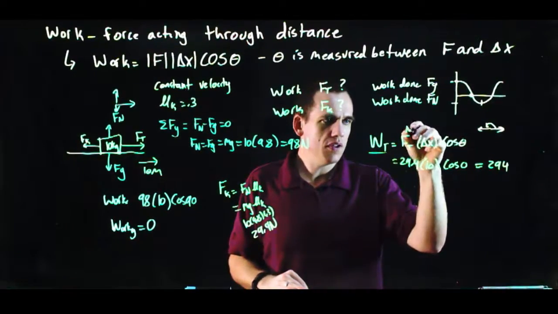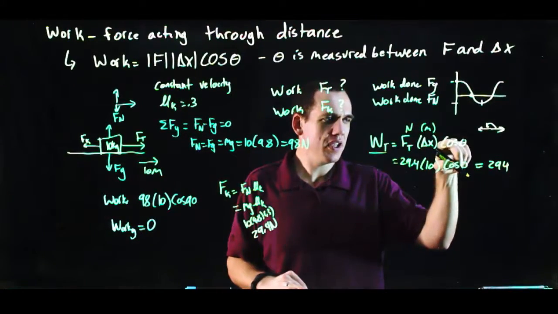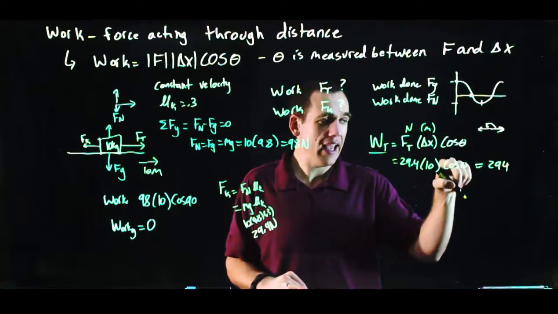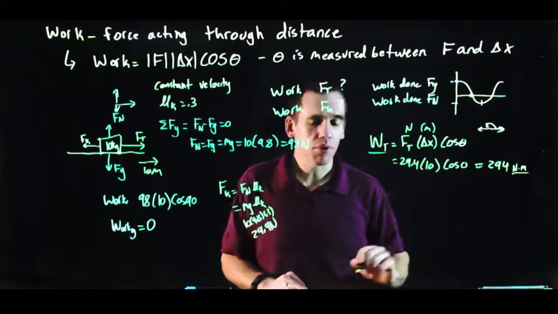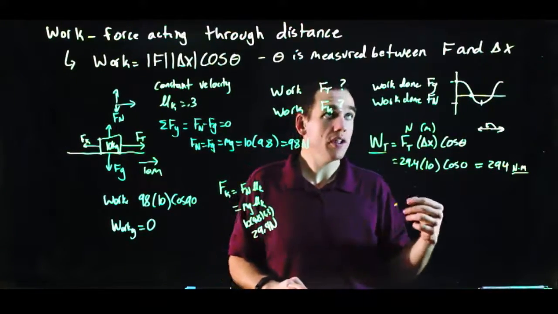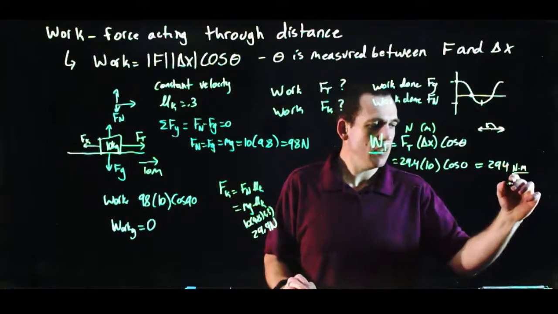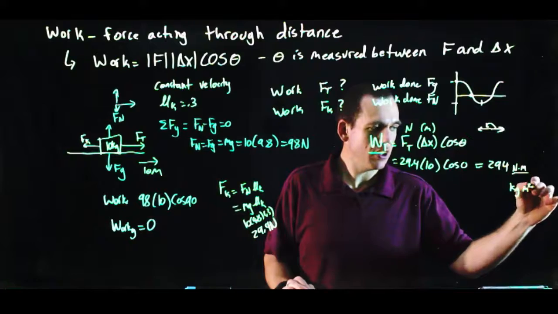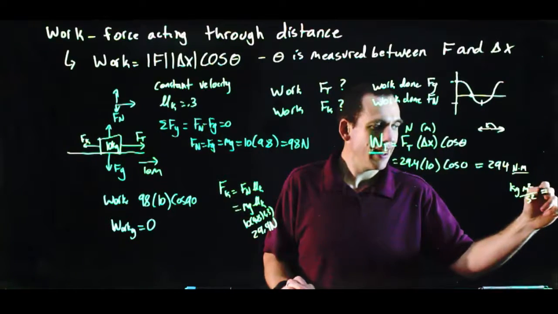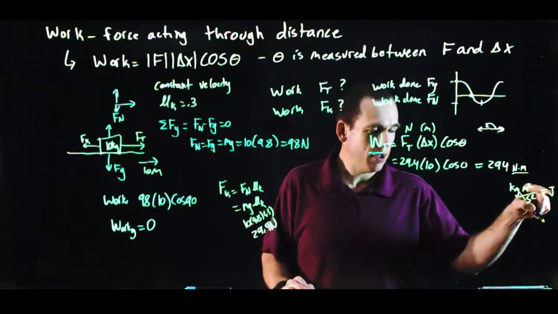So this is 294. 294 what? Well, we took newtons times meters times the cosine of an angle. That's just a number, it doesn't have a unit. So this is newton times meters. But that is important enough that it gets its own name. Work is measured in joules. So a newton meter is actually a kilogram meter per second squared times a meter, which is a kilogram meter squared per second squared. That's equal to a joule. We use a capital J.